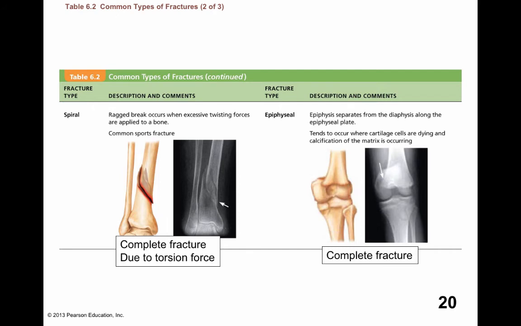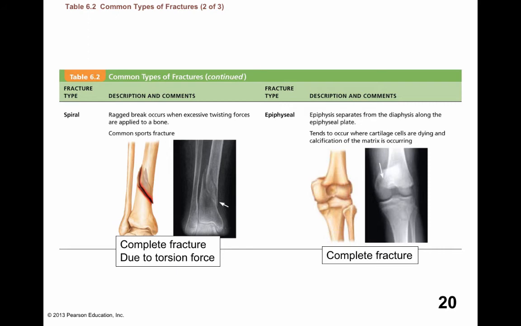Spiral fractures are due to torsion force, and this is a complete break. Torsion force is this idea of force happening through twisting. This is a common fracture that you see in sports. Think about if you're moving really fast in football and someone grabs onto your leg to try to get you down and you try to quickly turn, that force put on the turn can cause this fracture.